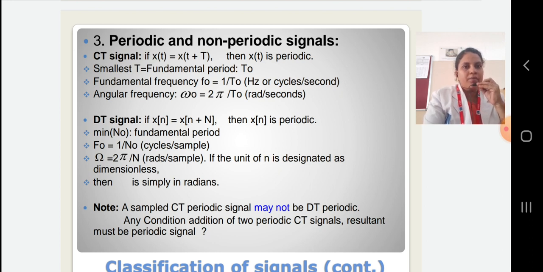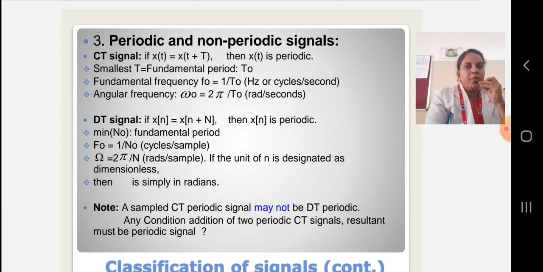In a continuous time signal, x of t equal to x of t plus T means it is a periodic signal. In a discrete time signal, x of n is equal to x of n plus N means it is a periodic signal. So what it says is that every time capital T is added to the original signal x of t, we should get the x of t value again. That means it is a periodic signal: x of t equal to x of t plus T. And what is T? T may be the fundamental period.